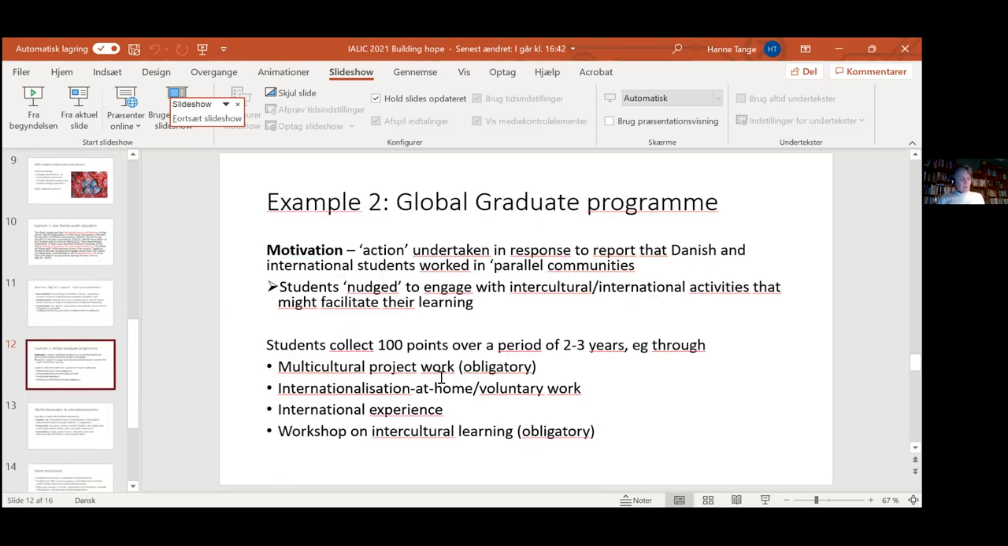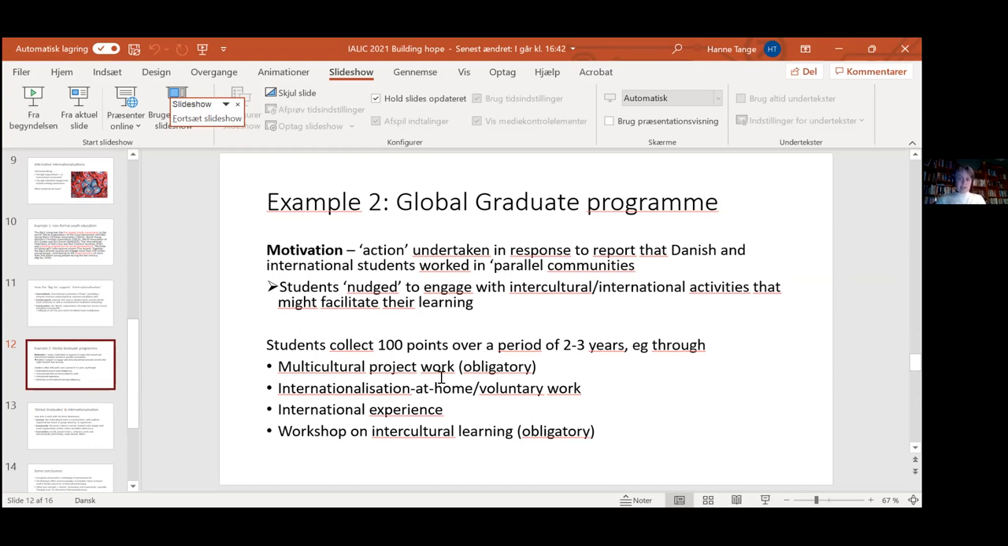A second example is very close to home. This is our own global graduate program. You can Google it if you want to find out more. It has a very detailed description because it actually lives on its homepage. And I know that because I happened to convene the program.